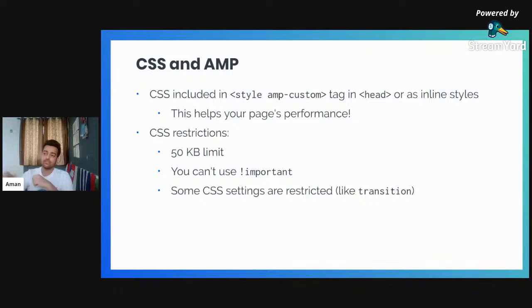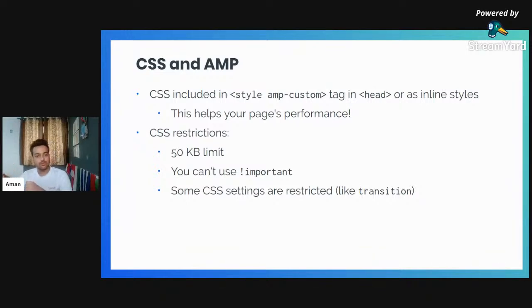That thing you will actually do inside the style AMP custom tag inside the head, and you can write your own inline CSS over there. But the CSS should not be more than 50 KB. Exactly. If it just exceeds 50.2 KB or something like that, then your website is not AMP. And you cannot use the important tag.